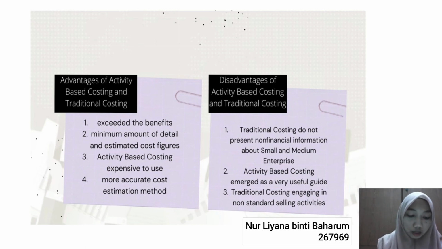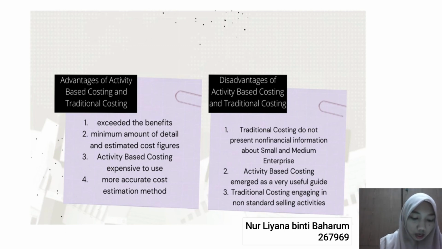Disadvantage of activity-based costing and traditional costing. A problem of the traditional costing system is that it does not present non-financial information about small and medium enterprises. This would comprise supply and maintenance expenses, allotment of management, salaries, depreciation, etc.